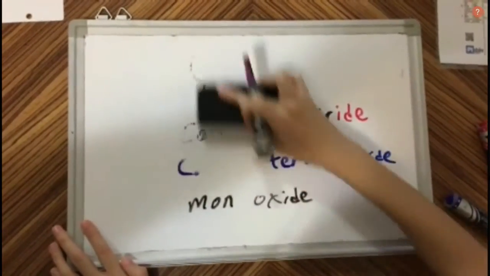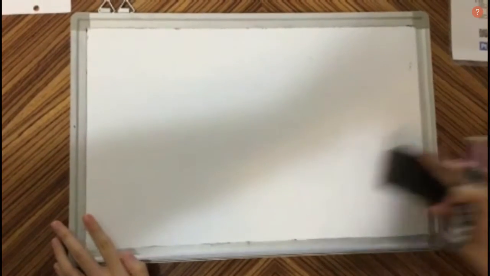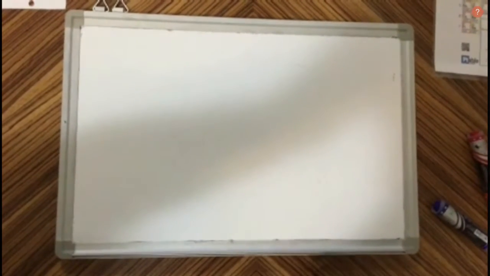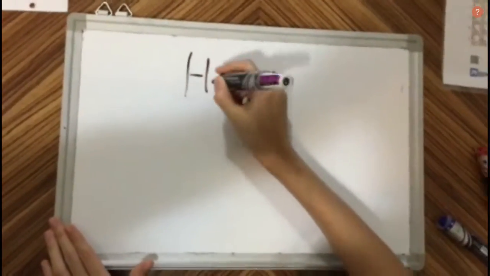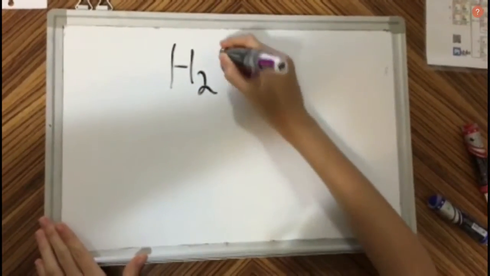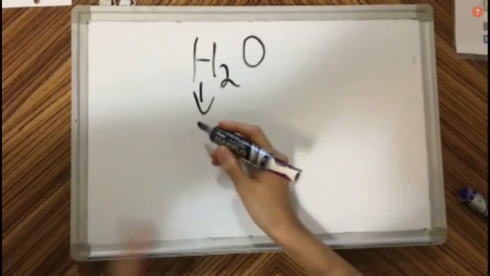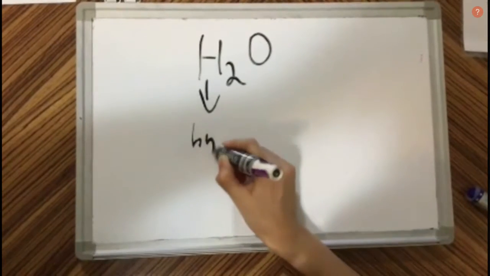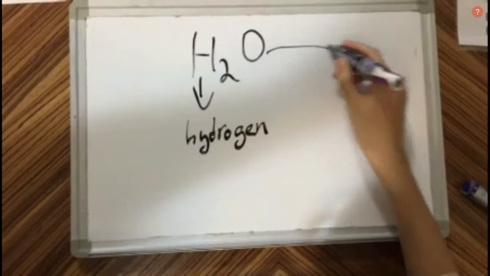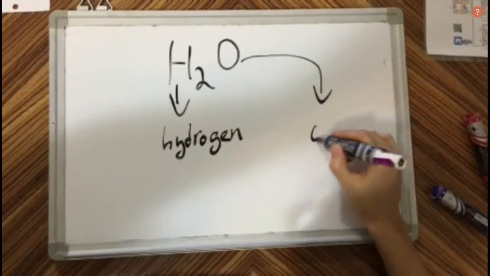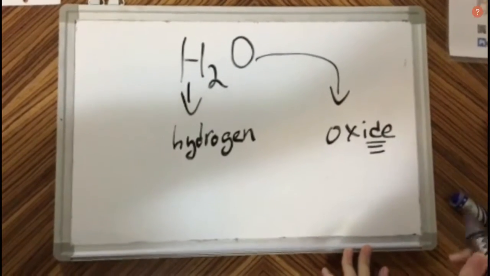I'm going to be showing you another equation so you understand a bit more. And same thing, it's a binary covalent compound. So the next compound is H2O. So what do we do first? Write the name of the first element, which is hydrogen. And we write the name of the second element, which is oxide. You can see here that I changed the ending to IDE.